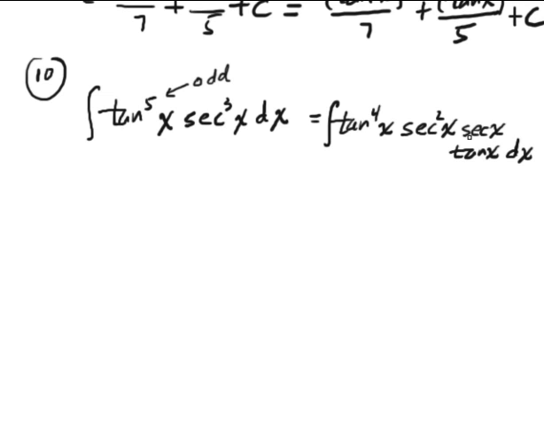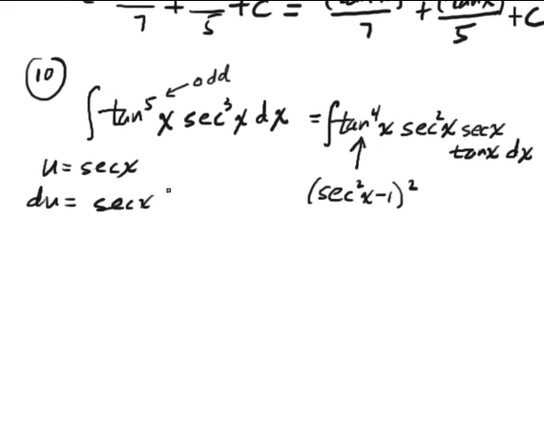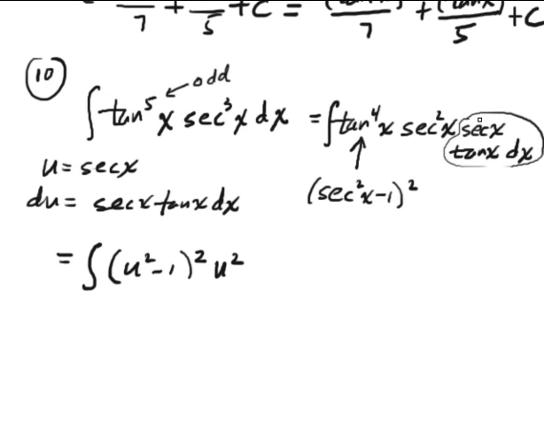We want to change everything over to secant. Since this is the derivative of secant, we want everything else to be in terms of secant. So tangent squared x is secant squared x minus 1. So here this is secant squared x minus 1 squared. So now we're ready to put u equal to secant x, and du is equal to secant x tangent x dx. Okay, so let's do that. So we have here u squared minus 1 squared. And here we have u squared. And all this, that's our du.